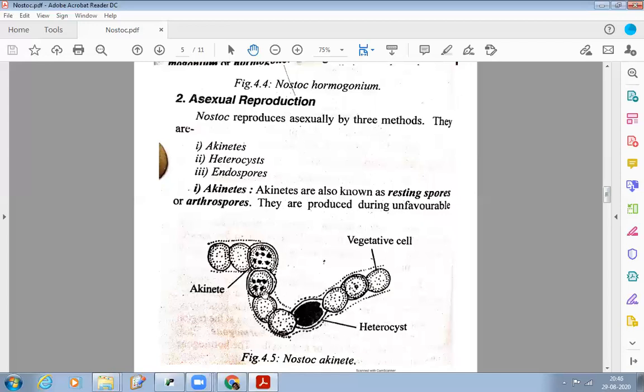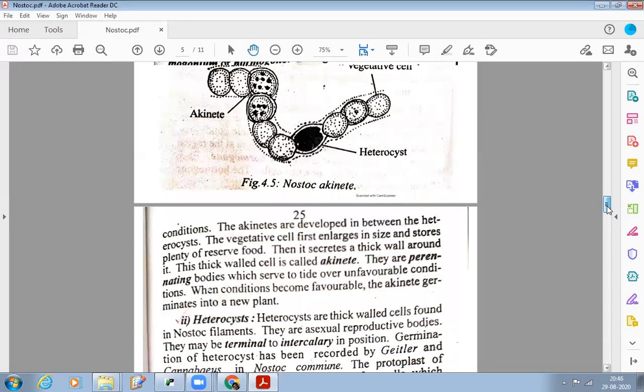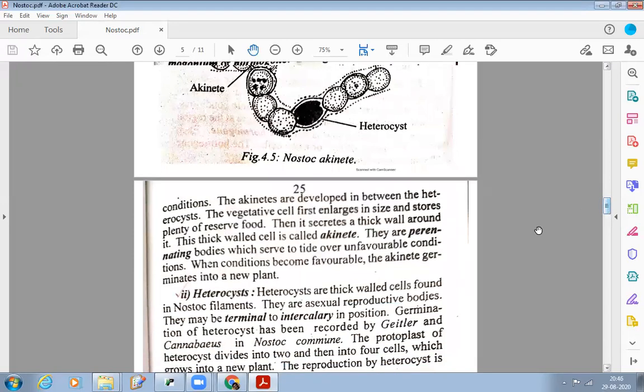Some of the vegetative cells turn into resting spores, especially during the unfavorable conditions. Unfavorable condition may be the absence of water, so harsh conditions. The echinites are developed between the heterocysts. The vegetative cells first enlarge in size and store plenty of reserve food material.